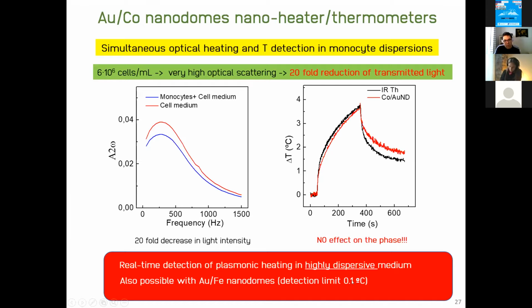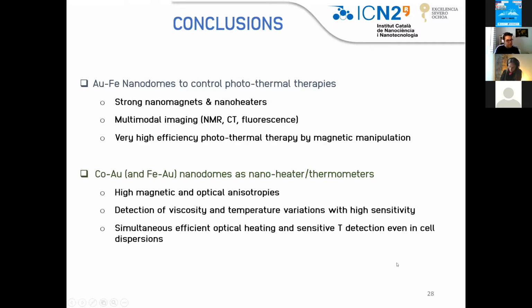limit of 0.1 degrees. So the conclusions of this talk, regarding the first part, are that the iron gold nanodomes are able to be used for controlling photothermal therapies. They are strong nanomagnets and also present high properties as nanoheaters. They could be imaged by different techniques like NMR, computed tomography, and fluorescence imaging. And also they present a high efficiency in photothermal therapy using a magnetic field, so by magnetic manipulation.